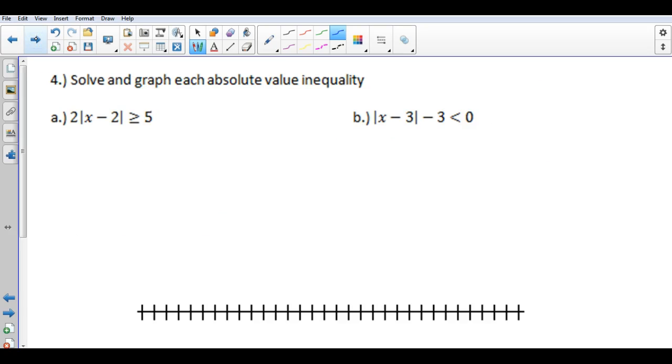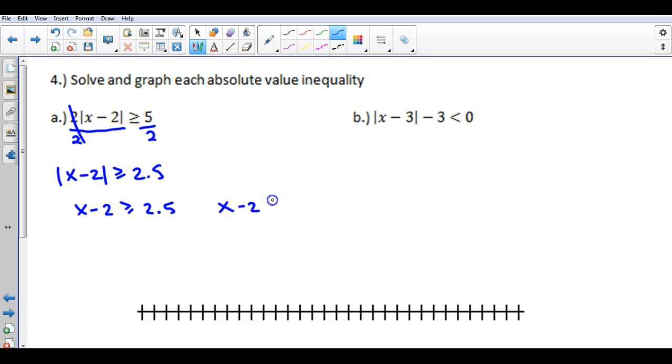So what we're going to do is move on to absolute value inequalities for these next ones. So for this first one here, what we're going to want to do is divide both sides by 2 first. And that's going to get my absolute value quantity by itself. So I get the absolute value of x minus 2 is greater than or equal to 2.5. So then now we're going to break this up into 2 separate inequalities. I'm going to have x minus 2 is greater than or equal to 2.5. And then my other inequality is going to be x minus 2, and you have to flip the inequality and change the sign, so negative 2.5.